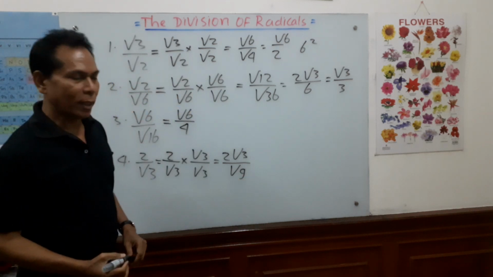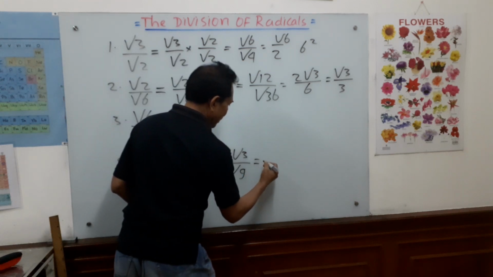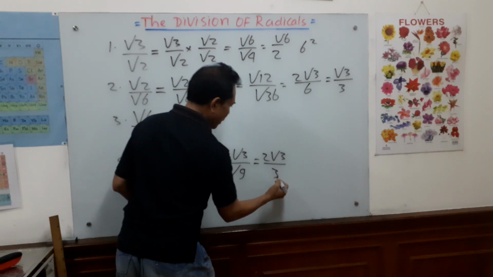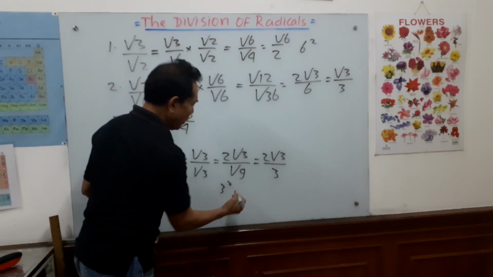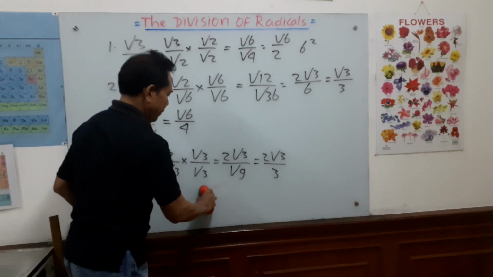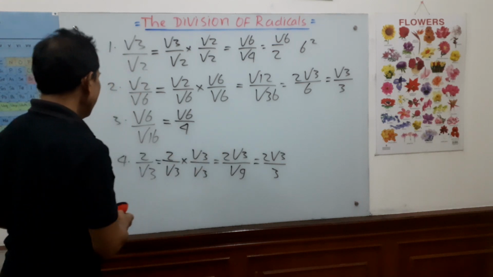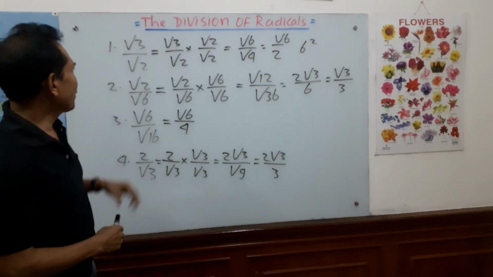Now square root 9 is a perfect square. So we have 2 square root 3 over 3. Square root 9 is 3. It comes from 3 square. Now we have done 4 numbers. So number 1, we go through it again.